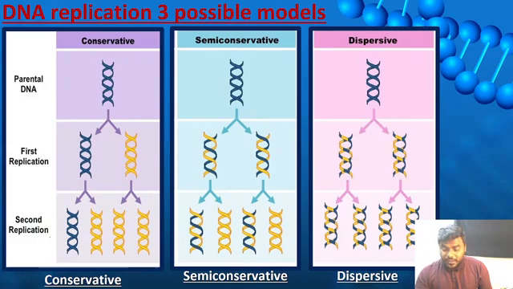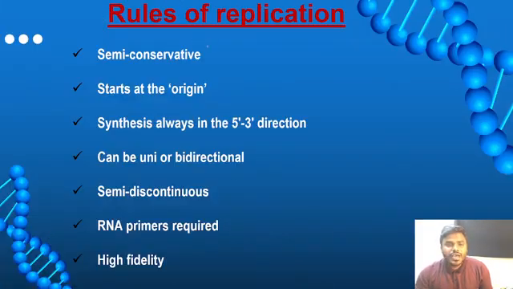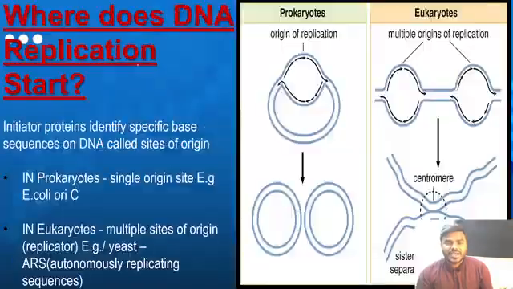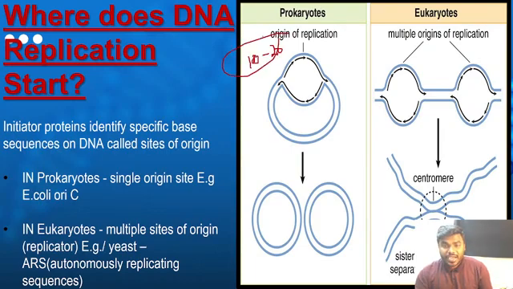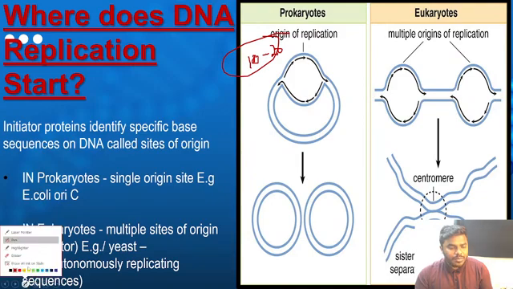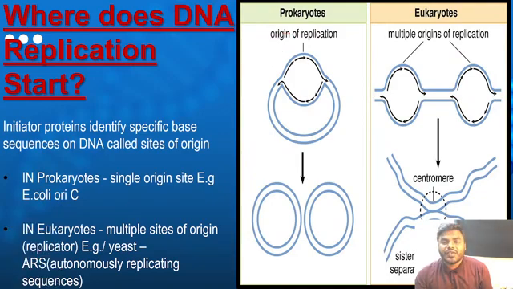So next one. The first rule, the semi-conservative rule, we have finished. The second rule, friends, starts at the origin. Listen to me very carefully, so please don't interrupt me for a period of 10 to 20 minutes. I will explain all the rules, and then I'll give time. You can ask multiple doubts. I'll clarify every rule, every doubt. So the second rule: it will start at a particular point.